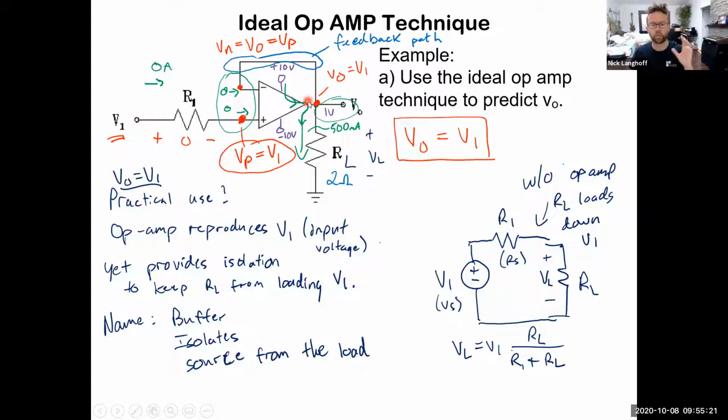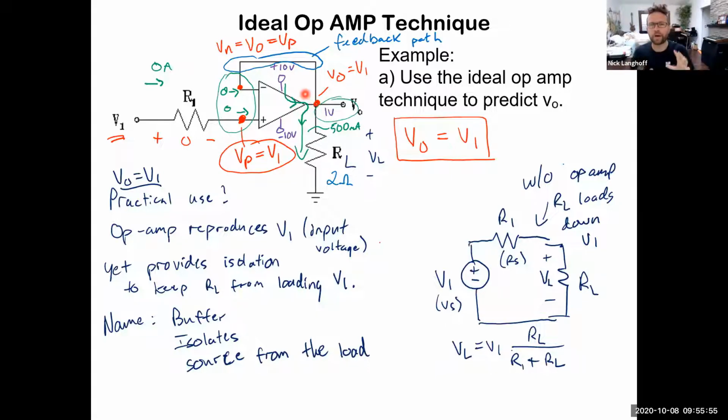It provides that with renewed current drive ability. That current drive ability, remember, comes from the power supply, which we drew on this green line here. Let's say V1 was 1 volt and the load was 2 ohms. Then the op-amp is going to have to provide 500 milliamps of current through a 2 ohm load to give you 1 volt at the output. That's all it's programmed to do.